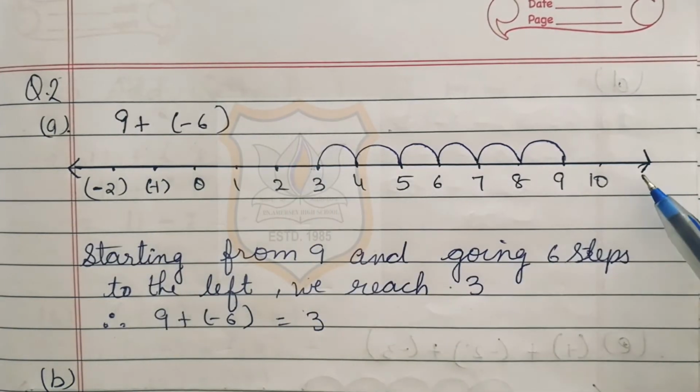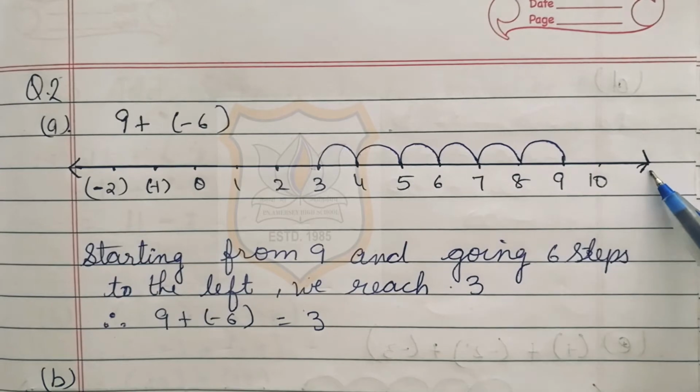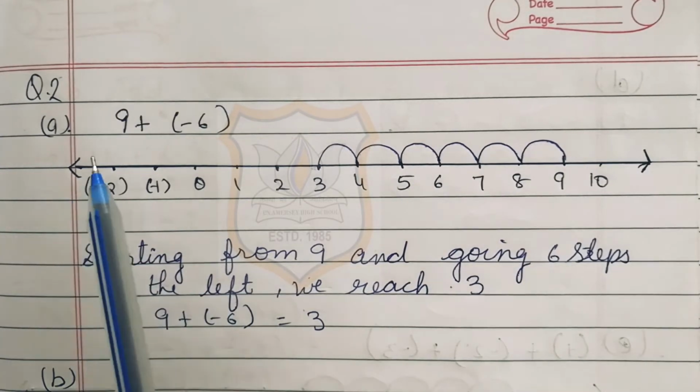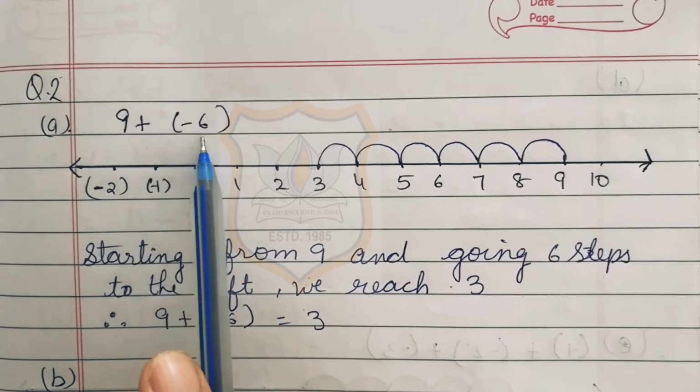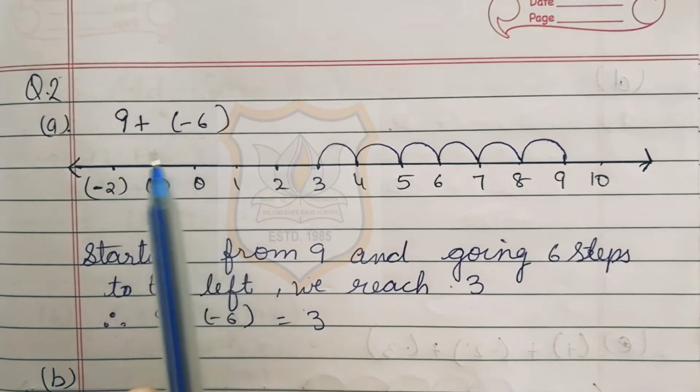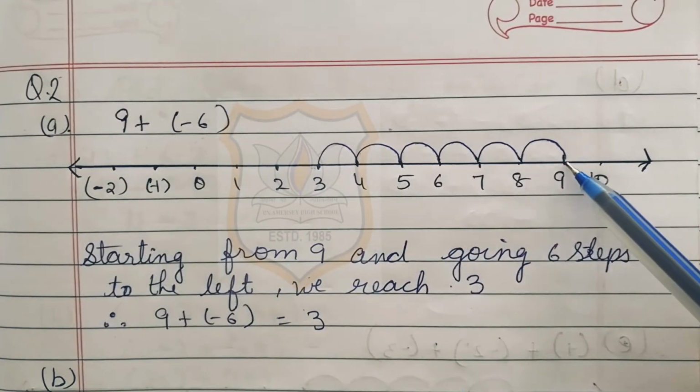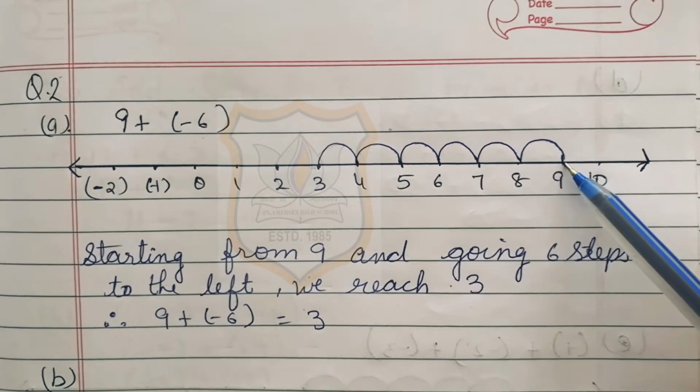So students, now you know how to draw a number line. First we have to draw a number line. Then we will take integer 9 and we will add minus 6 as this integer carries negative sign. So we will move towards left side. So here integer 9 is here on the number line, so we will move 6 steps towards the left.